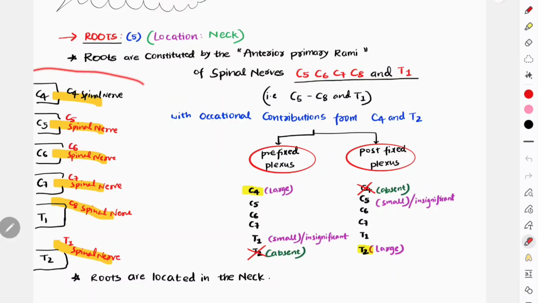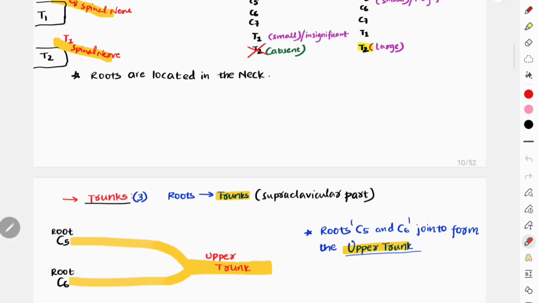In this diagram, you can see the C4, C5, C6, C7 and T1, T2 vertebrae. From there the spinal cord passes. Forget about this; we'll learn about the most common brachial plexus, that is C5. The spinal nerves from C5, C6, C7, C8 and T1 segments: 1, 2, 3, 4, 5 spinal nerves. These are the roots. So roots are located in the neck.